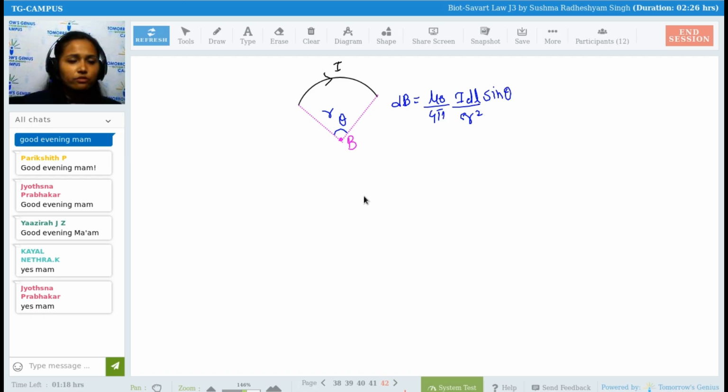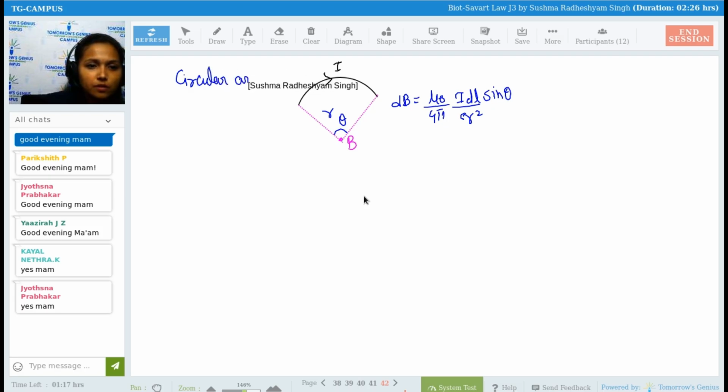So now, can anyone tell me how we find this type of equation? This is for your long wire. This is for your circular arc. So please tell me how we find this type of problem.